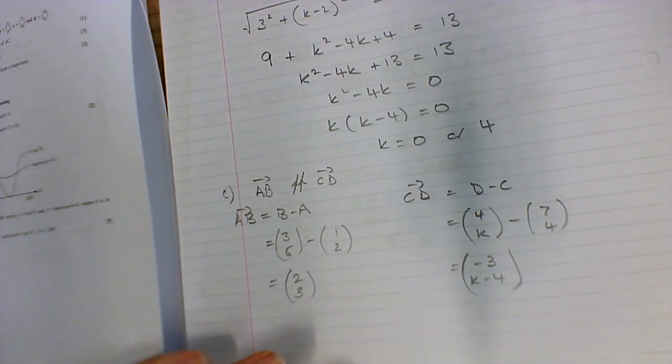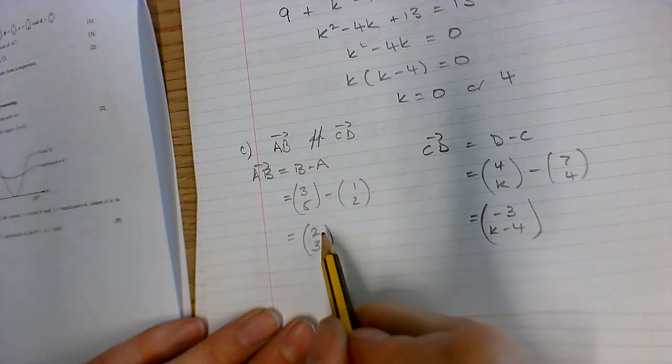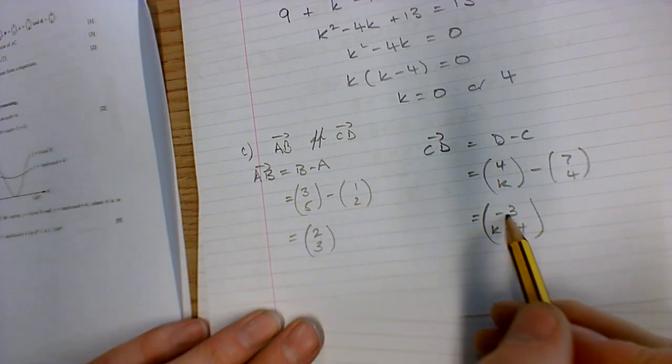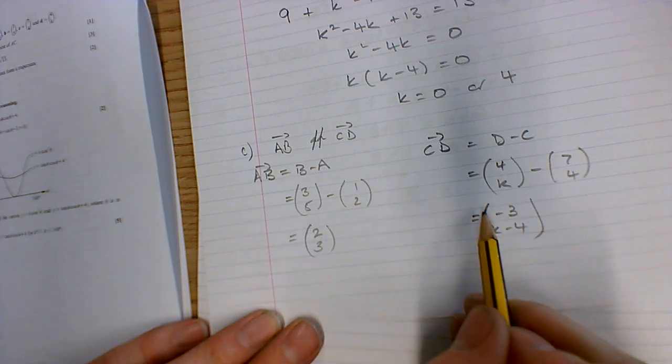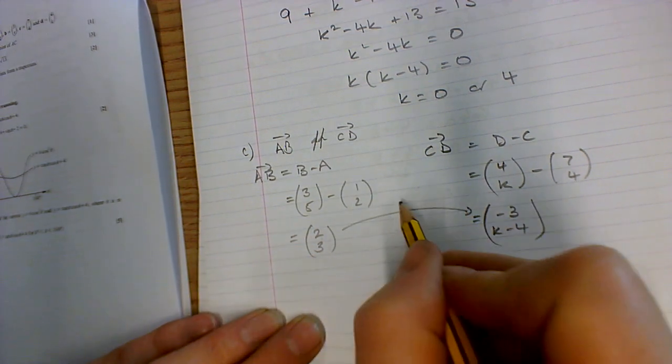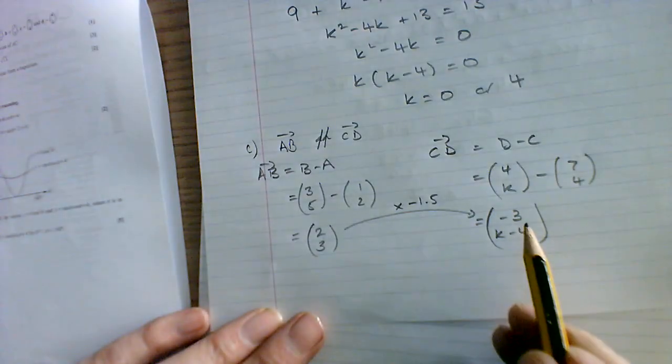Okay, now these are only going to be parallel if one's a multiple of the other one. So now I'm just thinking, how do I get from 2 to 3? Well, I times it by 1.5, and therefore if I times it by minus 1.5, I'm going to get to minus 3. So to get from there to there, times by minus 1.5, and that'll work, won't it? That'll give you that one.